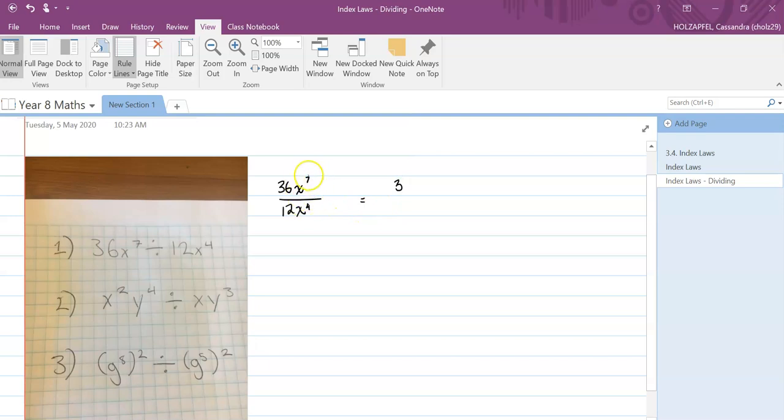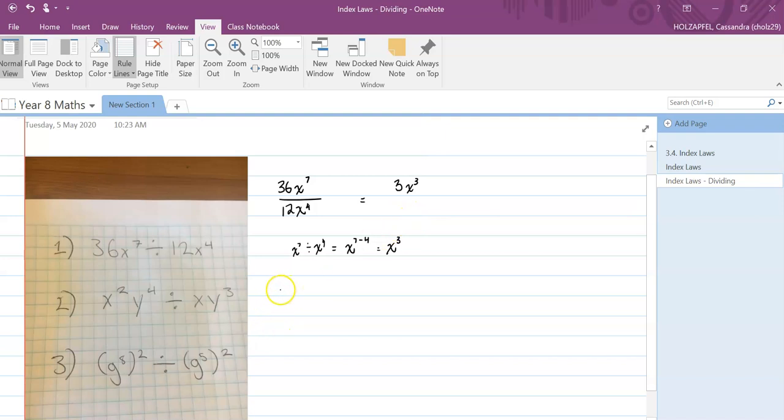And when we're dividing these expressions here, so x to the power of 7 divided by x to the power of 4, then we need to subtract their indices. And that's according to the second index law, I think it is. So we end up with 3x to the power of 3. And this would just be over 1, so we don't need to write that.